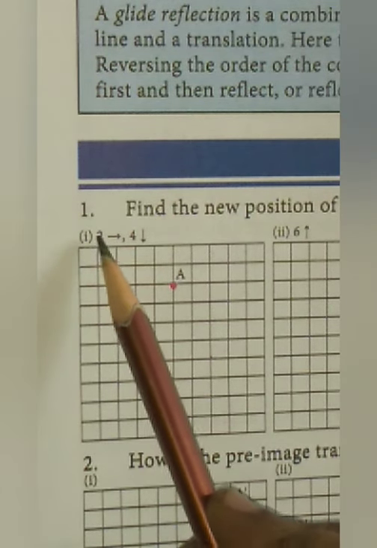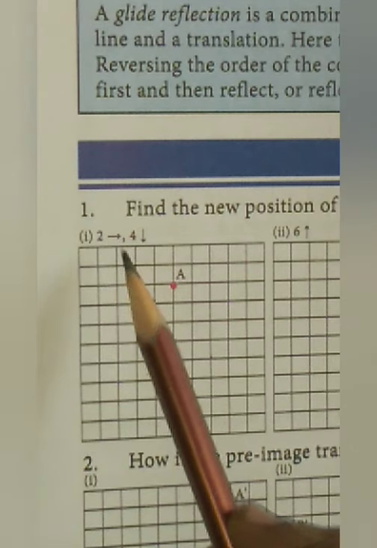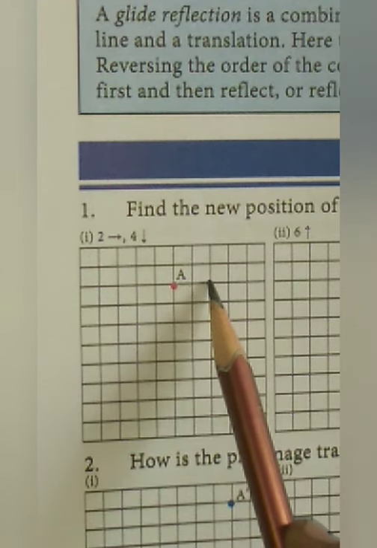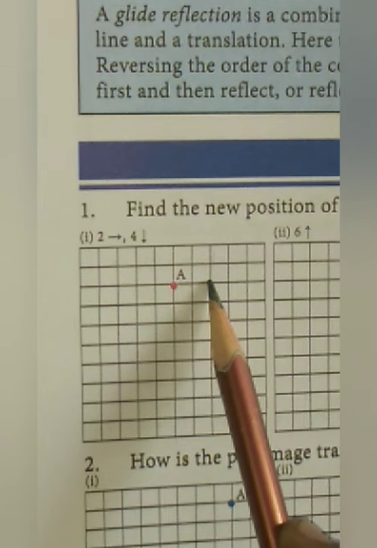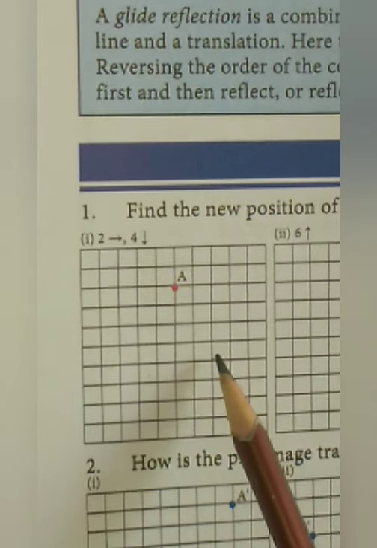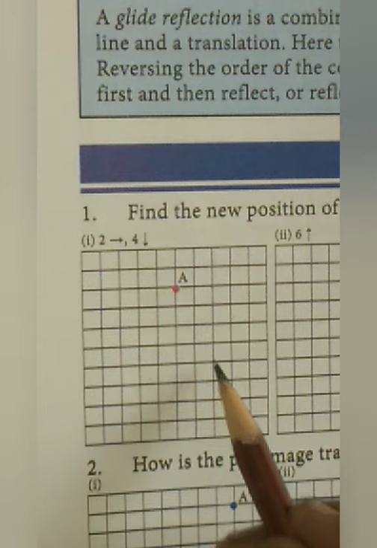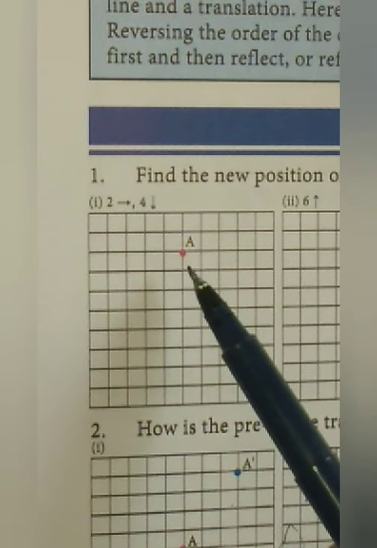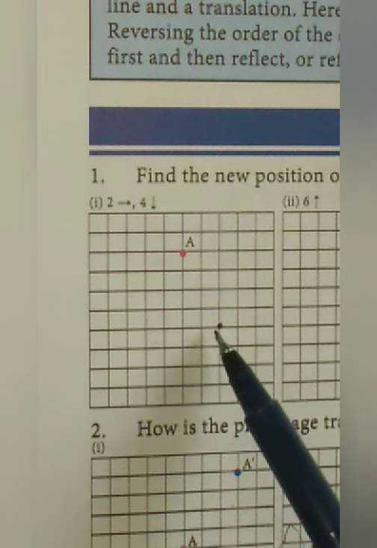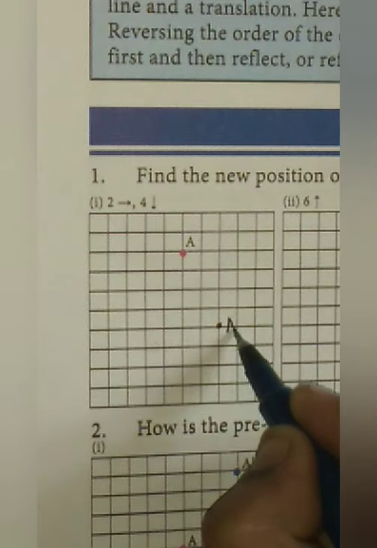There they have written 2 and a right side arrow. So bring this point 2 units to the right. So now it is here. Next we have 4 and a downward arrow, isn't it? So bring this point 4 units downward. 1, 2, 3, 4. Since this point is denoted as A, let us denote the new position of the point as A dash.